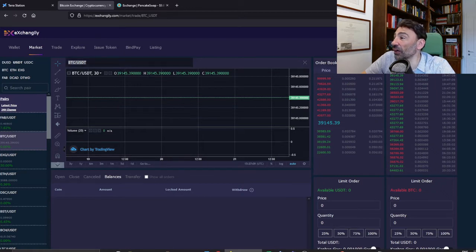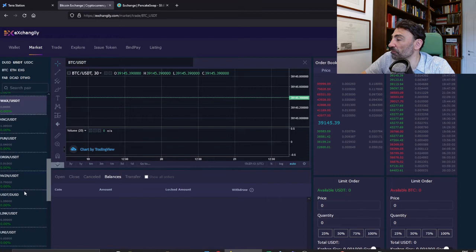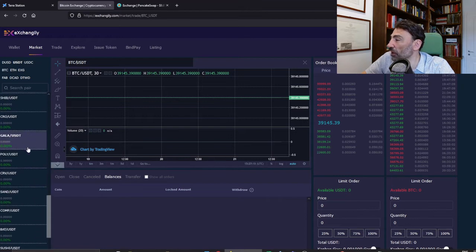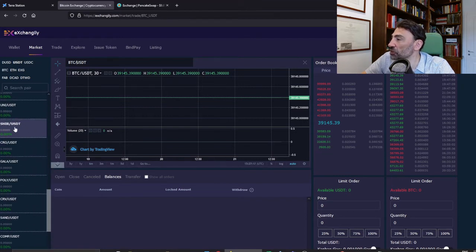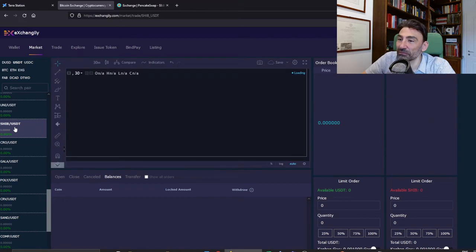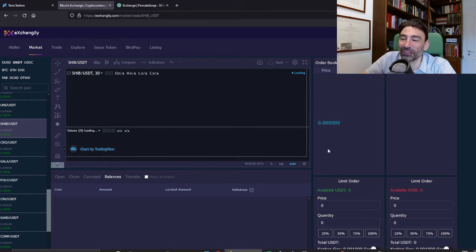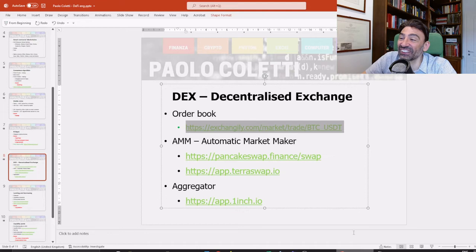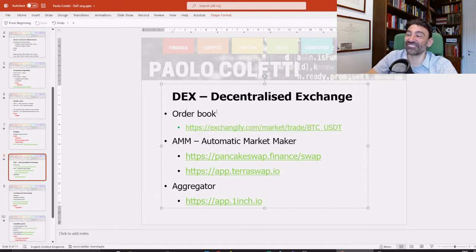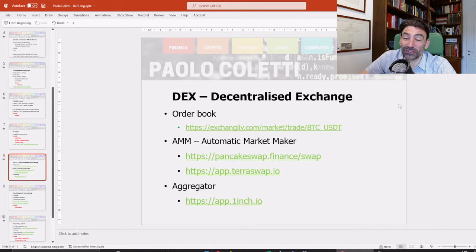If you search for another pair which is much less famous, for example, let's see here, Shiba. What is Shiba? Shiba USDT. Okay, it's loading. Well, for the moment, there is nobody who wants to trade it. So the problem here in traditional order book markets is that there could be nobody wanting to trade, and so the spread could be pretty high.